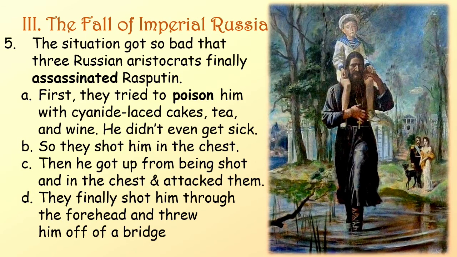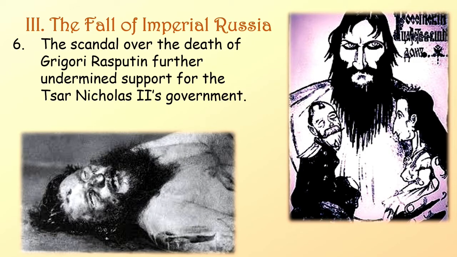The situation got so bad that 3 Russian aristocrats finally assassinated Rasputin. First, they tried to poison him with cyanide-laced cakes, tea, and wine. He ate and drank all that stuff, didn't even get sick. So they shot him in the chest. Then he got up from being shot in the chest and attacked them. So they finally shot him through the forehead, and then they threw him off a bridge. The scandal over the death of Grigory Rasputin further undermined support for Tsar Nicholas II's government.